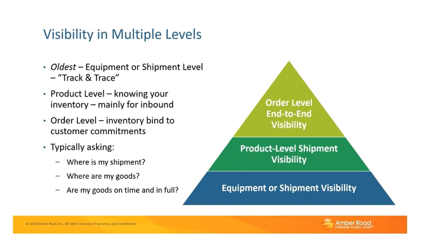Level 3, the order level end-to-end visibility, would be the most elaborate, in the sense that I am marrying my shipment to my inventory, and I also marry the inventory with my commitments to my customer, right? So I took an order from my customer to deliver to Brazil, for example, and I know it consists of these 2 products distributed in these 5 equipments. So in this level, you would be asking, are my goods on time and in full? This is the key question. We will get back to that. I just want to elaborate on these 3 levels.